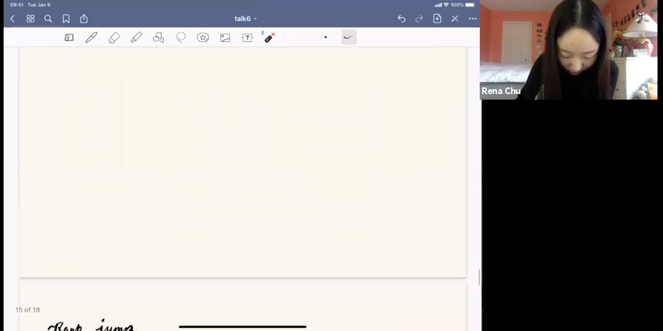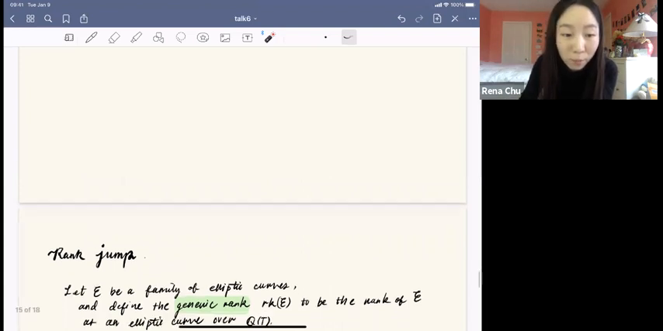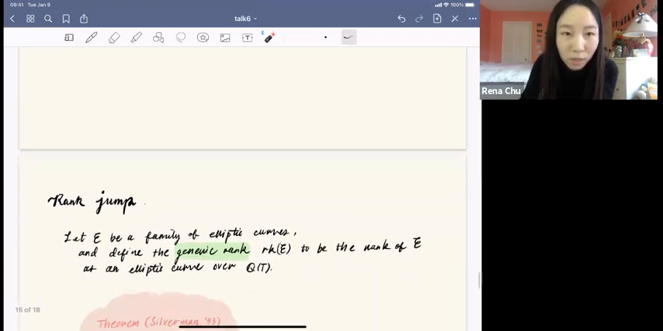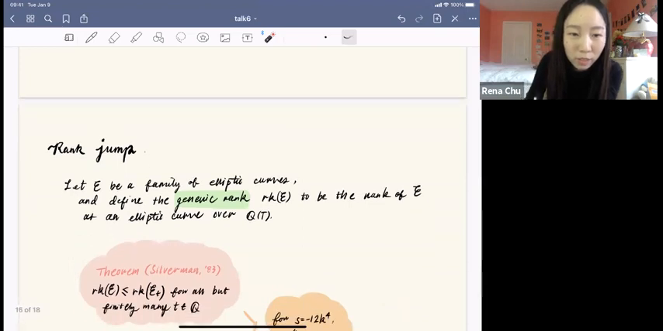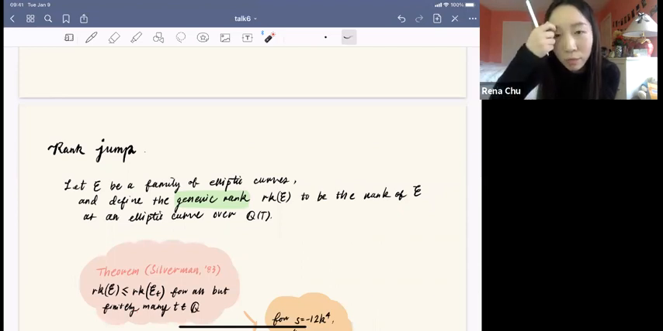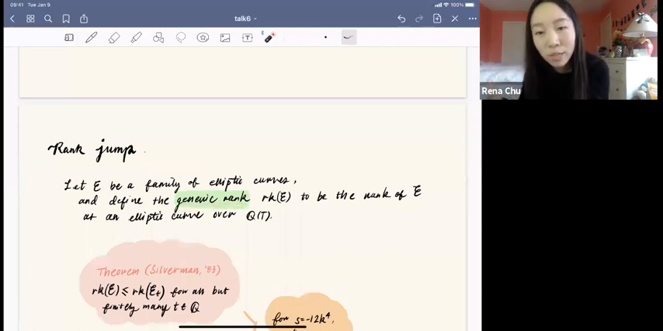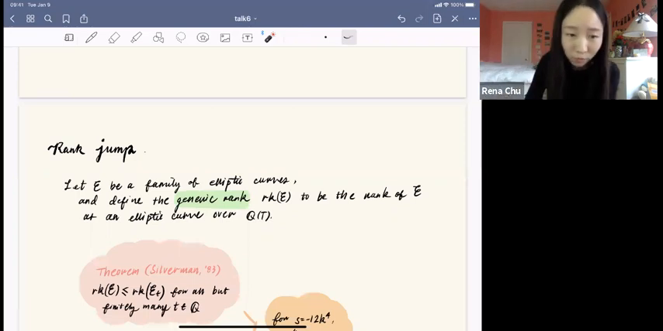So before ending, I'd like to talk about a very interesting consequence of this. Here, I'll first define what the generic rank means. So recall that we can view this curly E, this family of elliptic curves, as one single elliptic curve over Q(T). And hence we can talk about the rank of that one single elliptic curve, and that's what we call the generic rank, as opposed to the rank of each individual fiber.